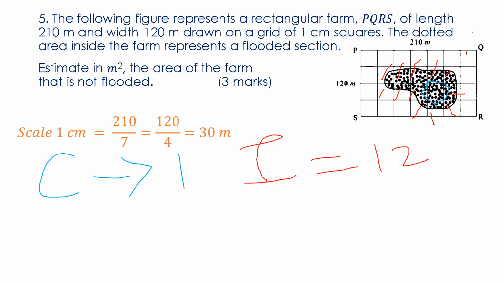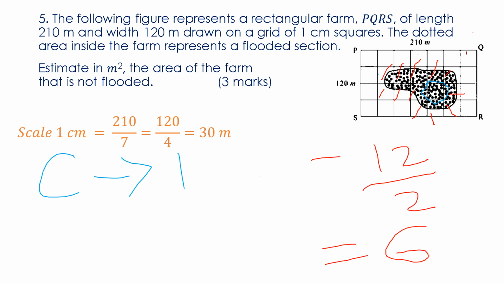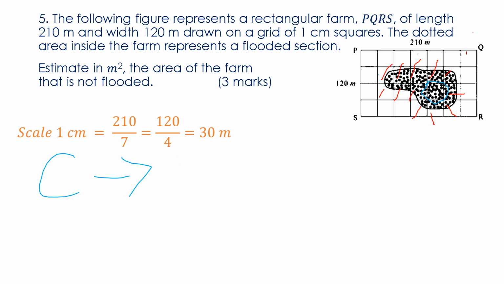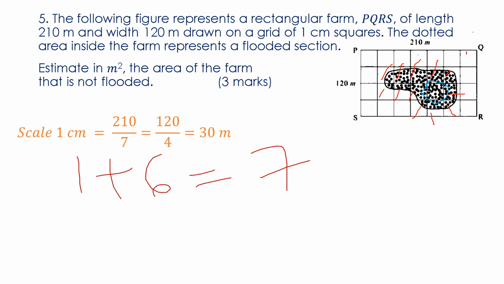Then what do we do to incomplete squares? We divide them by 2 to make them whole. So 12 incomplete squares are the same as 6 complete squares. The total number of squares occupied by this area will be the complete one, which is 1, plus the incomplete, 12 over 2, which is 6. So we have the total squares as 1 plus 6, which is 7.